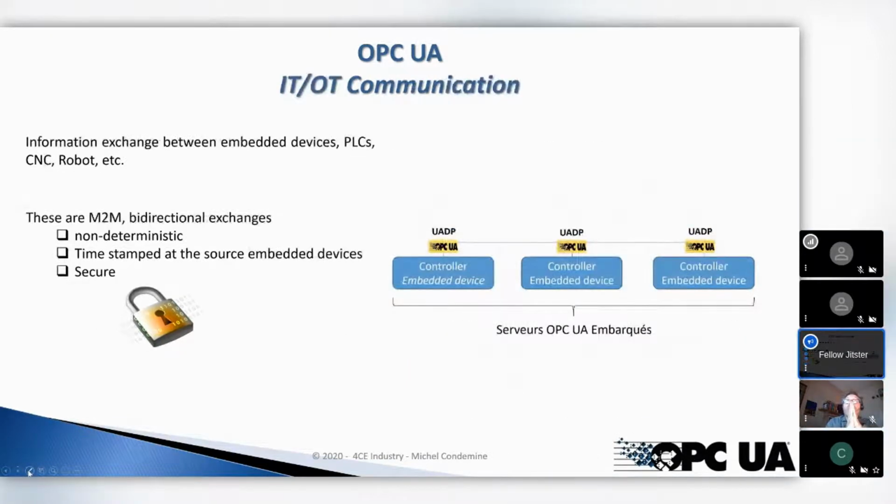The other use case is for non-deterministic but M2M communication, timestamped at the source, so timestamped by the controller, and always secure. It's for CNC to CNC or PLC to PLC, so it's UDP based. It's something we call UADP. So it's UDP with a binary encoding.